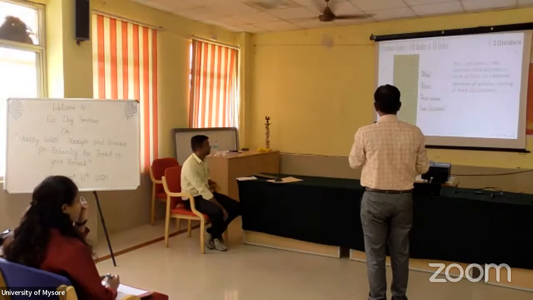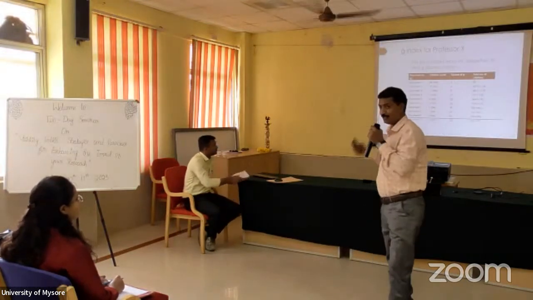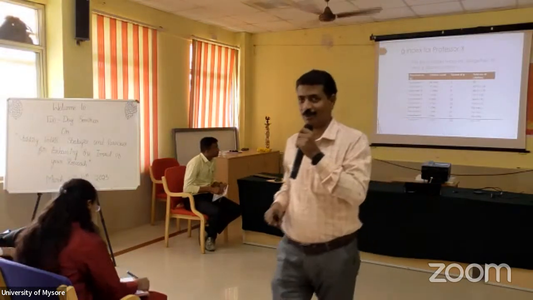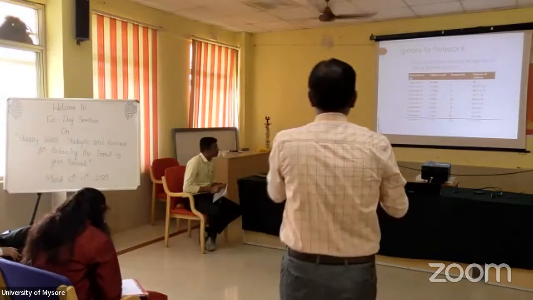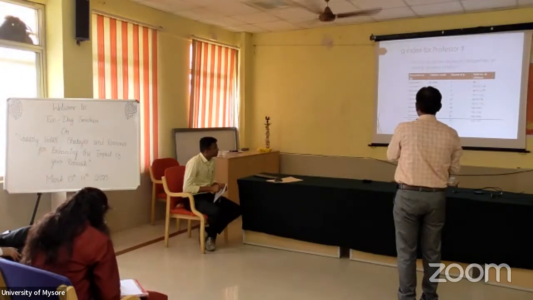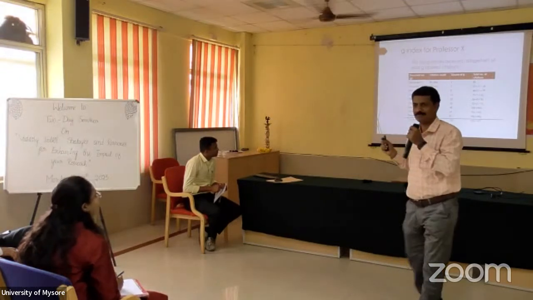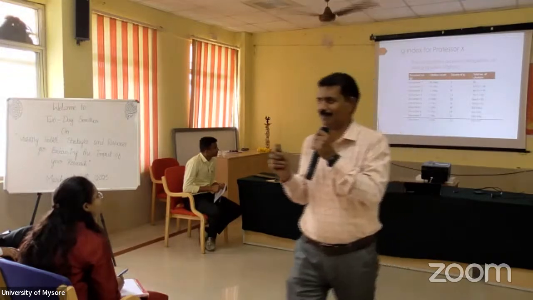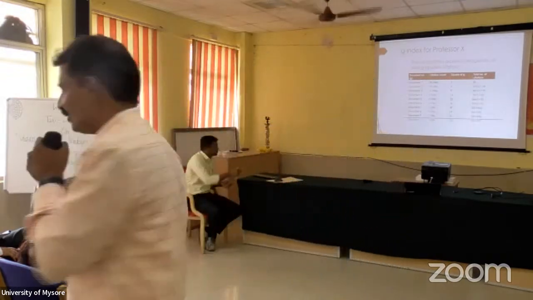So this is called the h-index. Another is the g-index. What is the g-index? See, the top g articles received altogether at least g square citations. g square citations. So tricky. Okay, so I will explain.